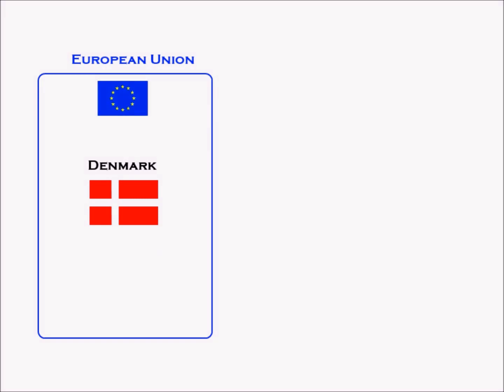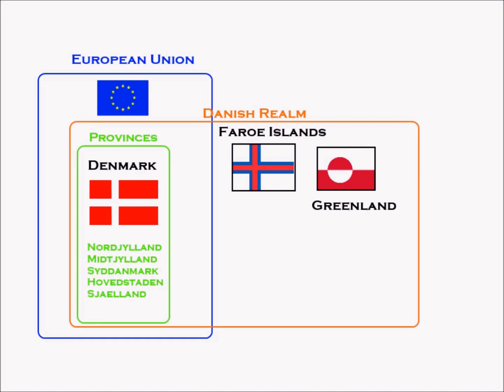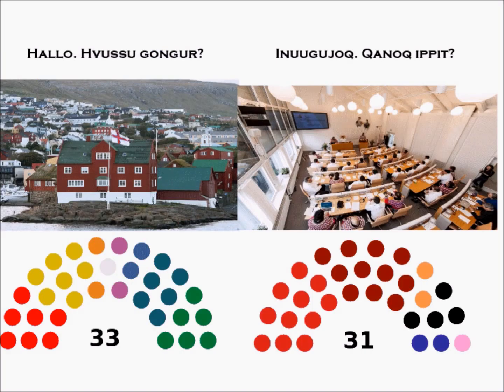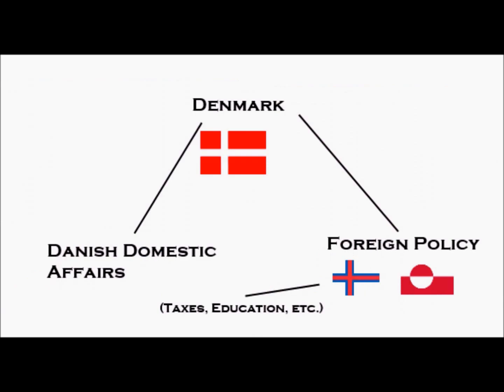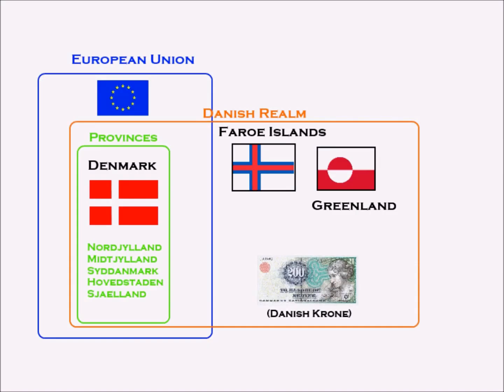So that's Denmark explained. There's Denmark, the country comprised of 5 regions, and the constituent countries of the Faroe Islands and Greenland, both of which have their own parliaments and languages along with their own domestic policies. Only Denmark is in the EU, while all 3 countries use the Danish krone, which is pegged to the euro as part of the ERM2.